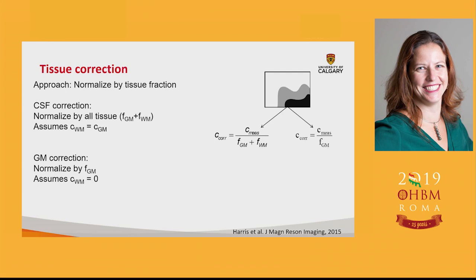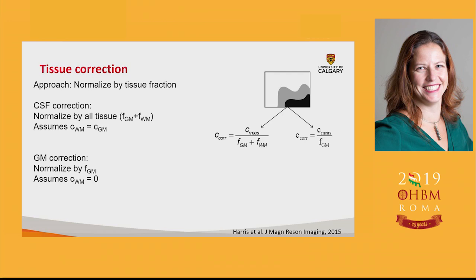measurement. Now that assumes whatever metabolite you're looking at has the same concentration in white matter and gray matter, and we know that isn't true for GABA. We know that there is more GABA in gray matter. So an alternative approach is just to normalize by that fraction of gray matter that's in the voxel. Now that will implicitly assume that there's no GABA in white matter, but we do know that there's GABA in white matter. So depending on your experimental condition, that may become relevant as well.